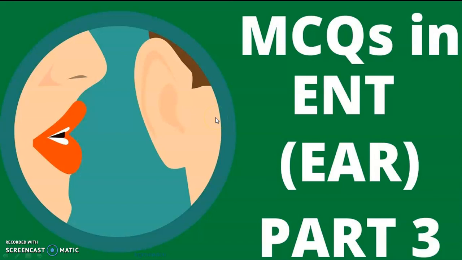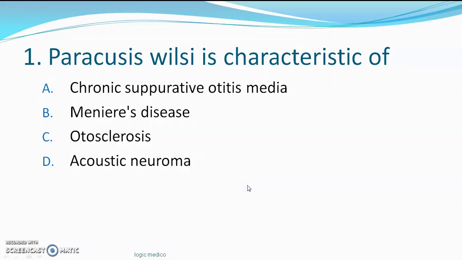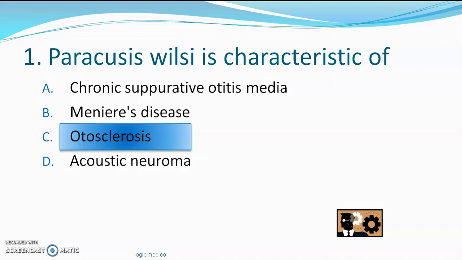Today's topic: MCQs in ENT, Part 3. Question 1: Paracusis Willisii is characteristic of chronic suppurative otitis media, Meniere's disease, otosclerosis or acoustic neuroma. So time starts now. Your time is up. Answer is otosclerosis.